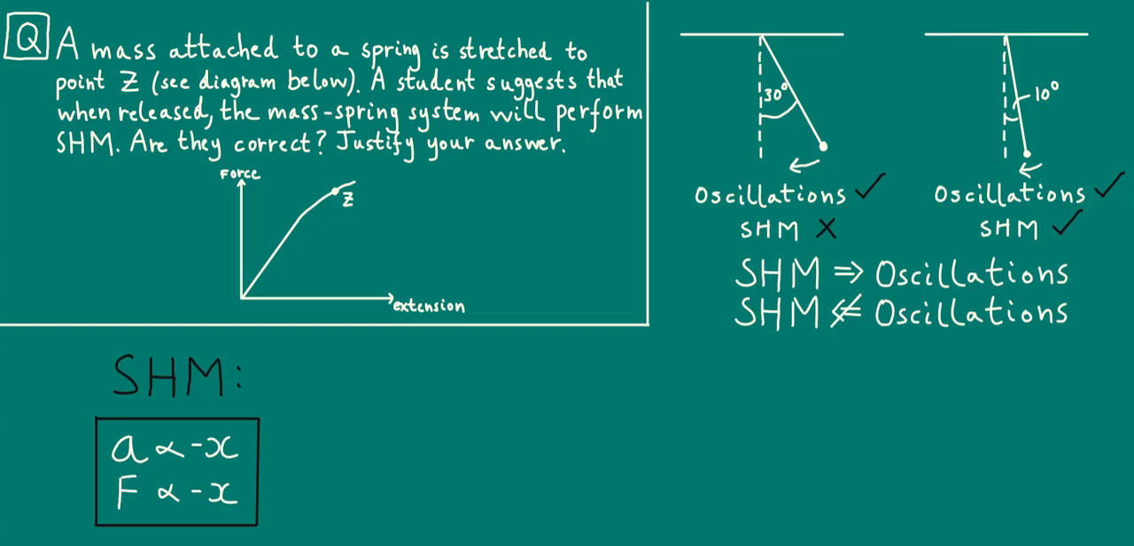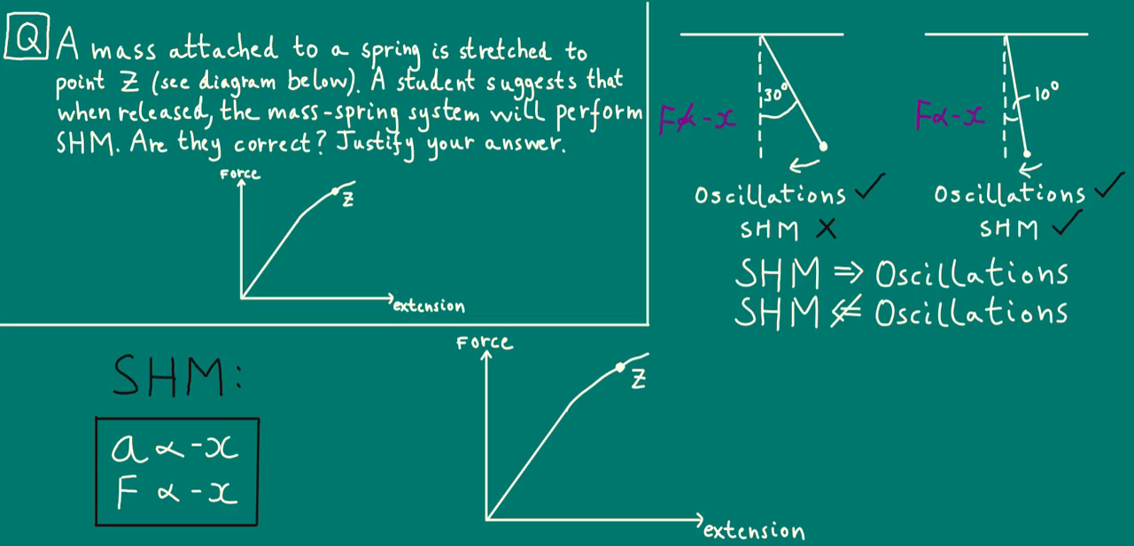As long as the pendulum is displaced by no more than about 10 degrees, F will be proportional to minus x to a very good approximation, and so the pendulum will perform SHM. On the other hand, if the pendulum gets released at 30 degrees, F will no longer be proportional to minus x, and so while the pendulum will oscillate, it won't perform SHM.